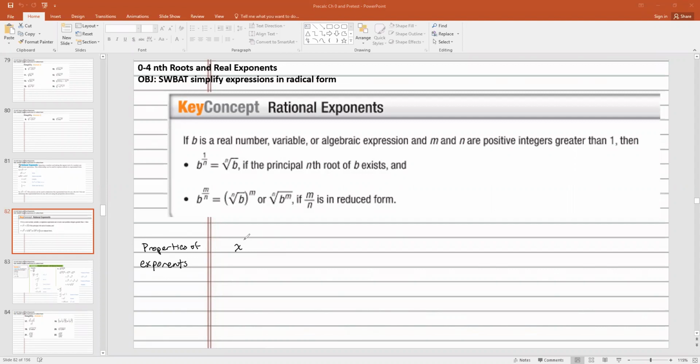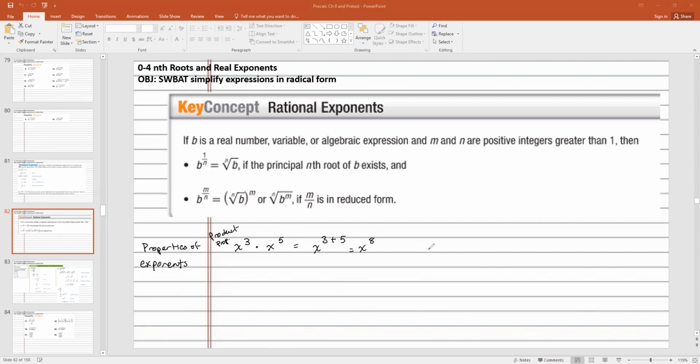So here we have the product property. Product means multiplication. It says if we have powers with the same base and you're multiplying them, then all you do is keep the same base and add the exponents. And there you get x to the 8.